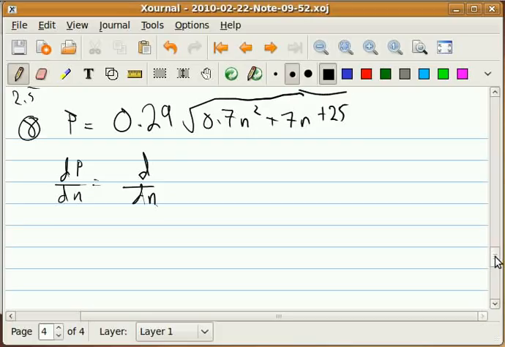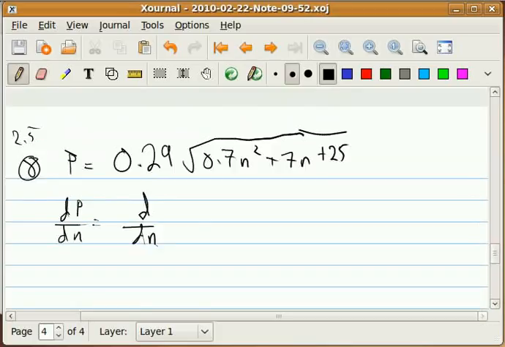Okay, now I'm going to go ahead and do two things as I write this derivative. Normally I would just write the original function right here next to the derivative sign. But I'm going to do two things that are important to simplify the problem. First of all, I've got this 0.29 out front, and you can factor constants outside. So when I take the derivative of this big expression with respect to n, I'm going to go ahead and factor out that 0.29. Okay?